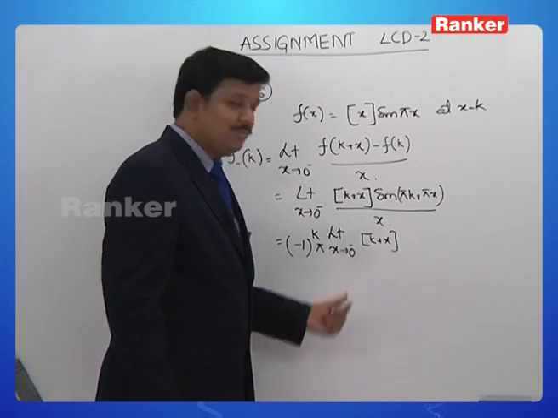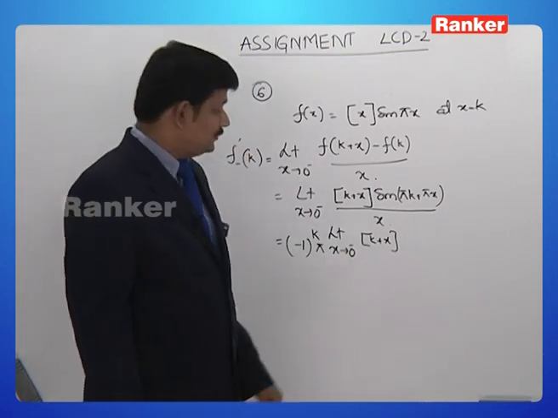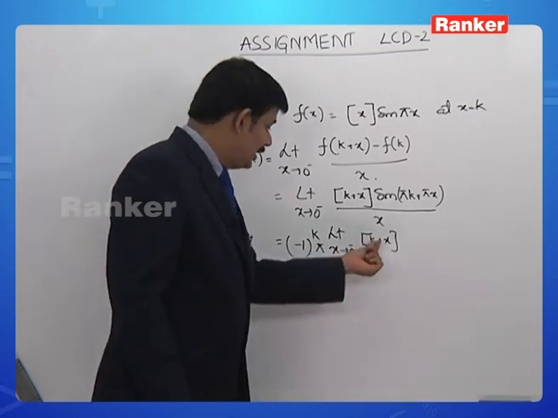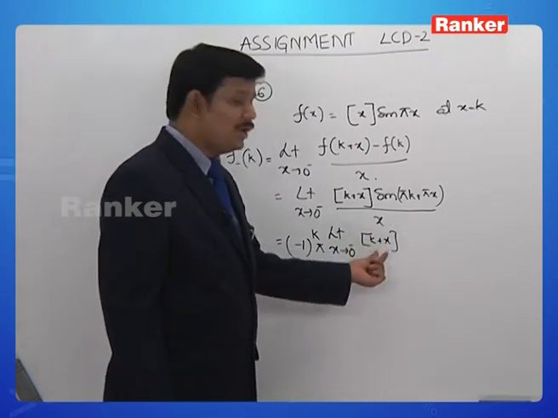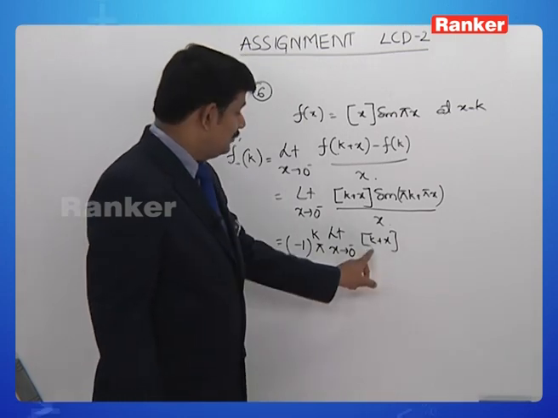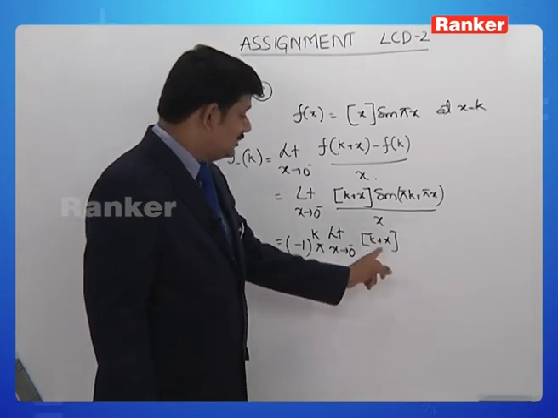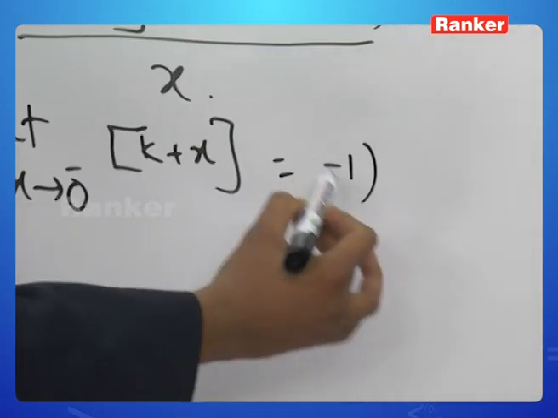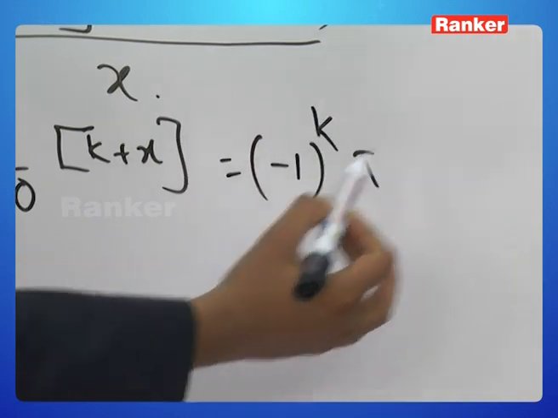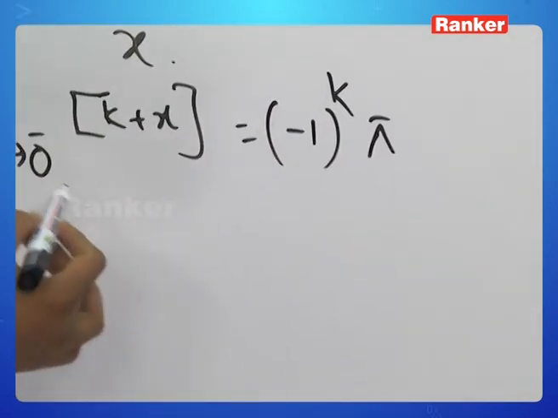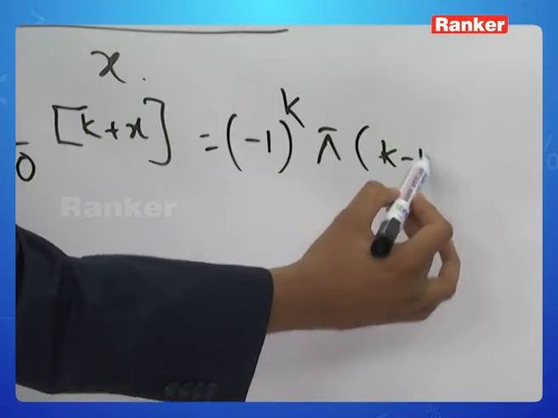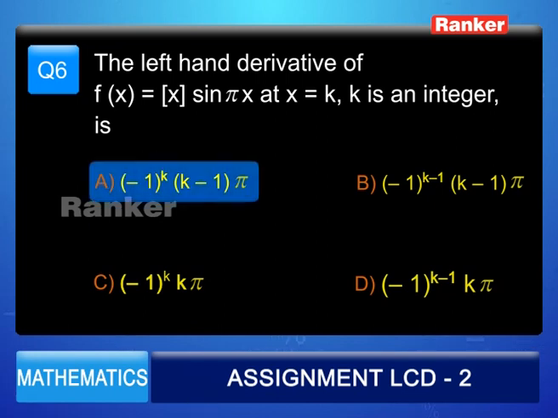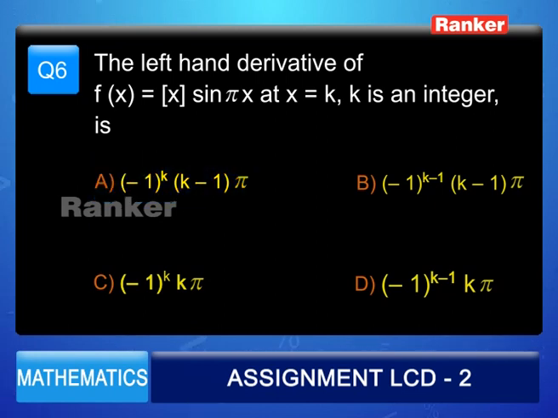Now x is slightly smaller than 0, x is tending to 0 minus. So k plus x will be smaller than k. To k we are adding a small negative number that makes it smaller than k. So the integral part of a number which is slightly smaller than k would be k minus 1. So the answer for us would be minus 1 power k into pi into integral part of this as x tends to 0 minus, which is k minus 1. So the answer is minus 1 power k into k minus 1 into pi, which is option A.